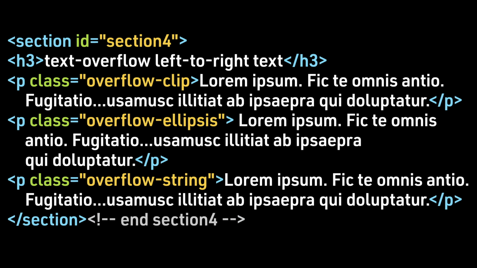Here is the HTML. First, we are looking at text meant to be read left to right. And we will look at three examples: clip, ellipsis, and a custom string. Then we will look at text meant to be read right to left. And we will look at the same three examples: clip, ellipsis, and a custom string.